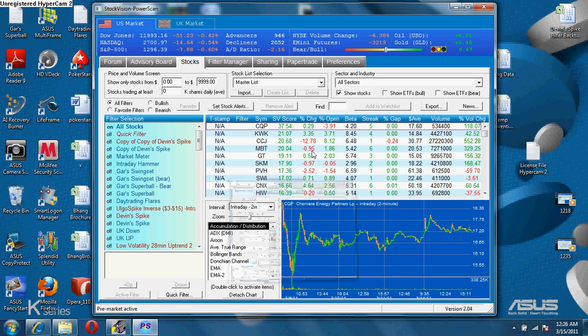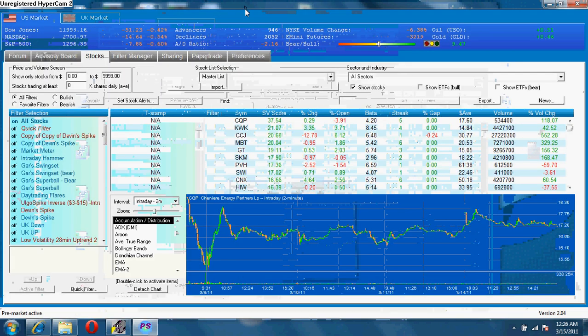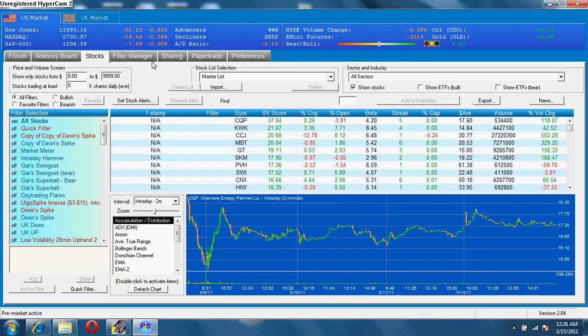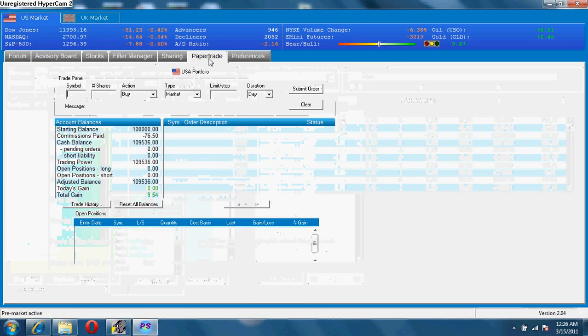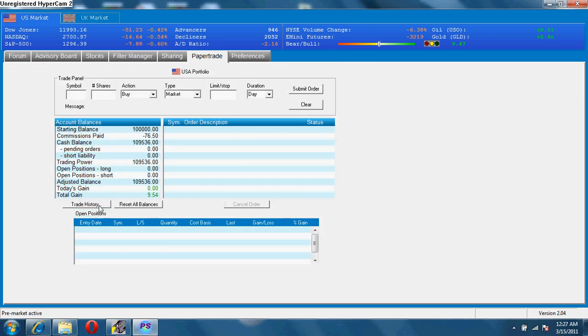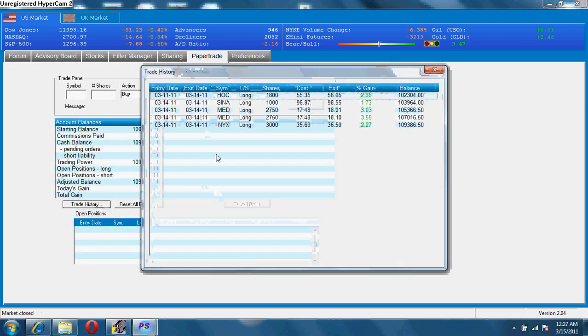Okay, this is Devin Spike Part 2. I have open right now in front of me Stock Vision Power Scan. It's March 14th, 2011 to show you what happened earlier today. I opened a paper trade account at the beginning of today of 100,000 adjusted balance. Using Devin Spike, I made 4 trades: HOC, CINA, MED, and NYX.